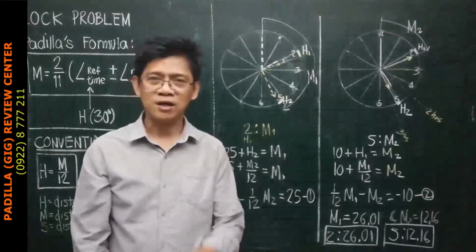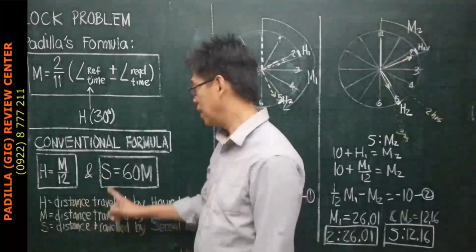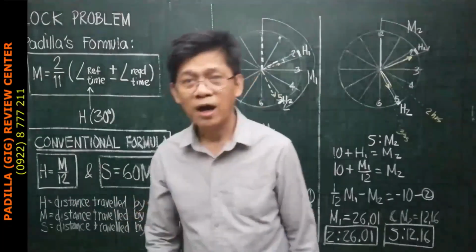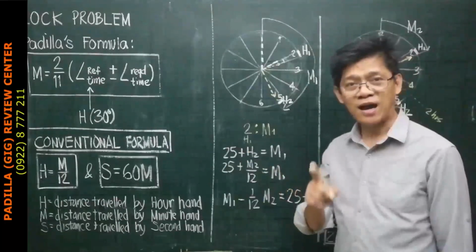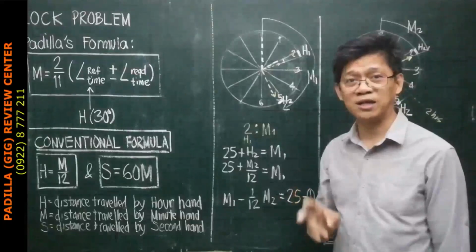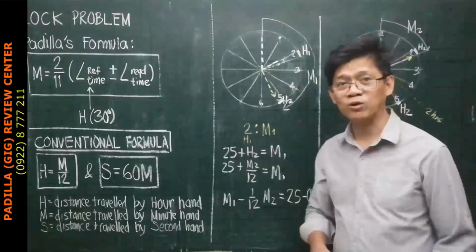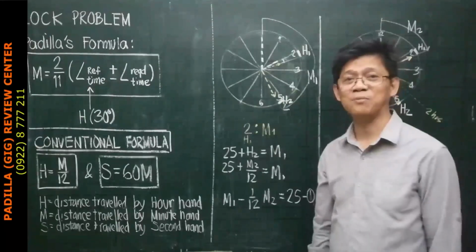You follow? Remember that H is M over 12, S is 60M. A while ago, I told you, when the phrase hands of the clock is mentioned, it is referring to hour and minute hand. In this problem, we consider the second hand because it was mentioned in the problem.